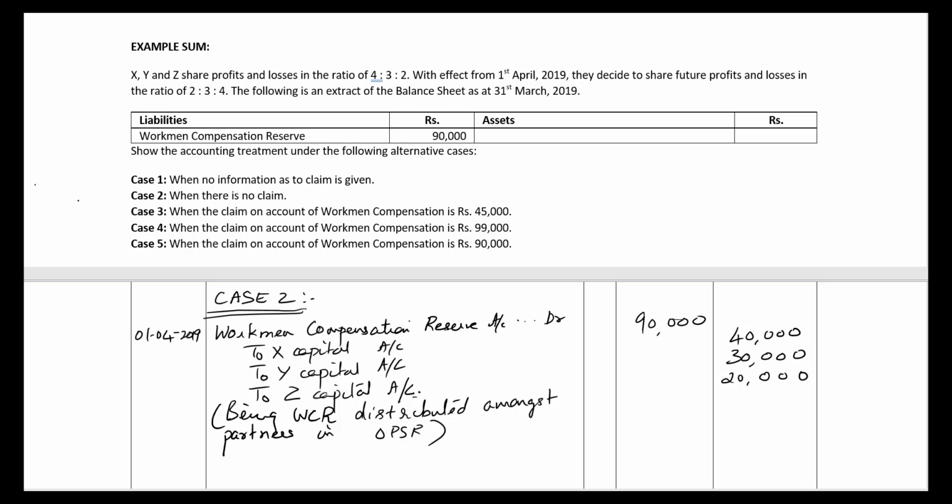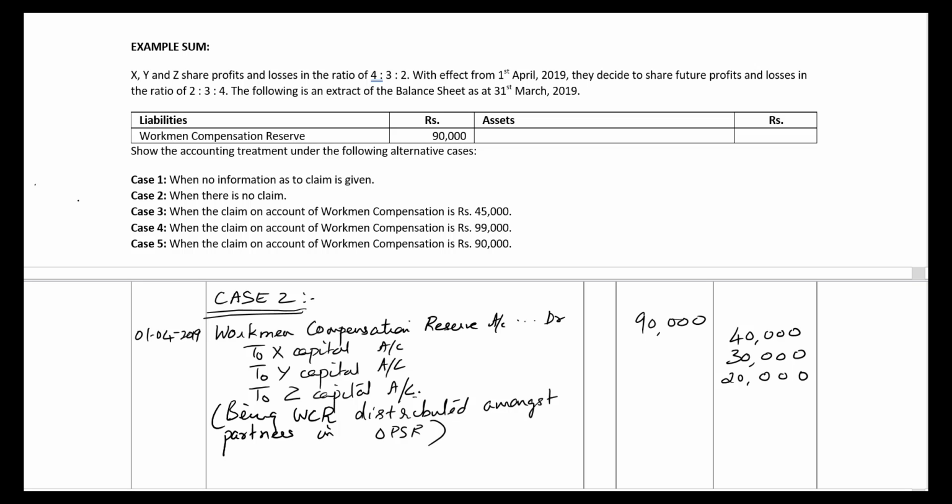So this is case 2, the same as case 1, where there is no claim. And again in case 2, there won't be any claim shown on the liability side of the reconstituted balance sheet, nor will the Workmen Compensation Reserve appear.